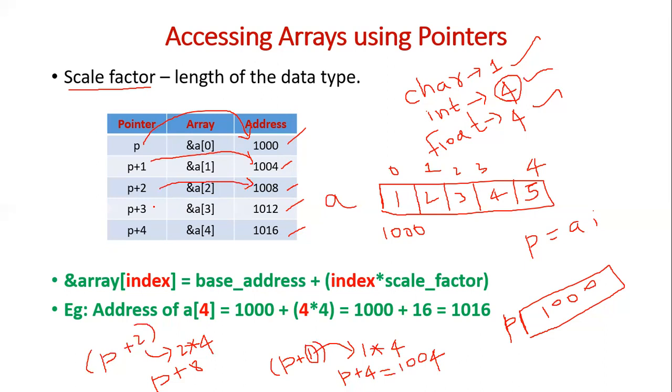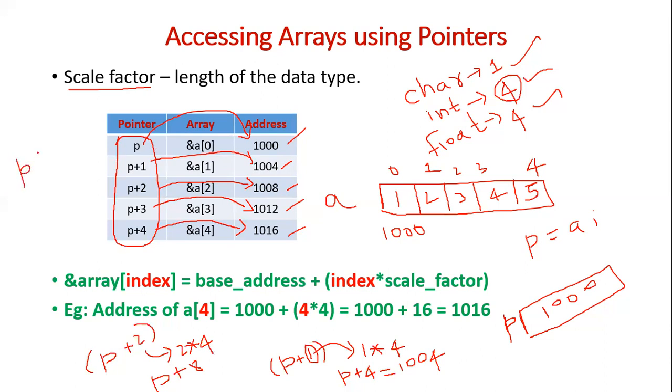Similarly, P plus 3 is P plus 3 into 4, that is 3 into 4 is 12, so 1000 plus 12 is 1012. And P plus 4 is P plus 4 into 4, 4 into 4 is 16, so 1000 plus 16 is 1016. So this is another way: by using a pointer you can access the address of every element of the array. Because P contains the starting address, you can access any element by using P plus I.